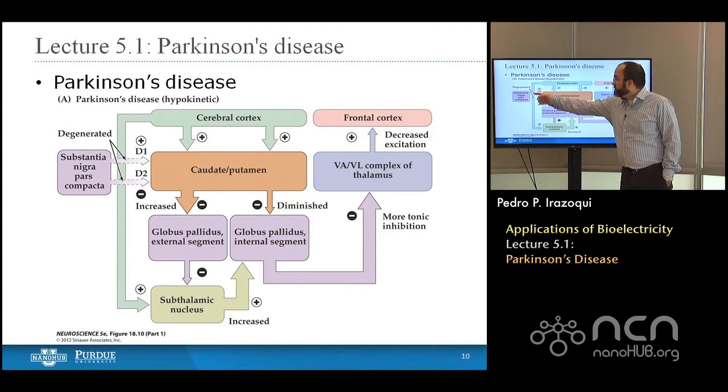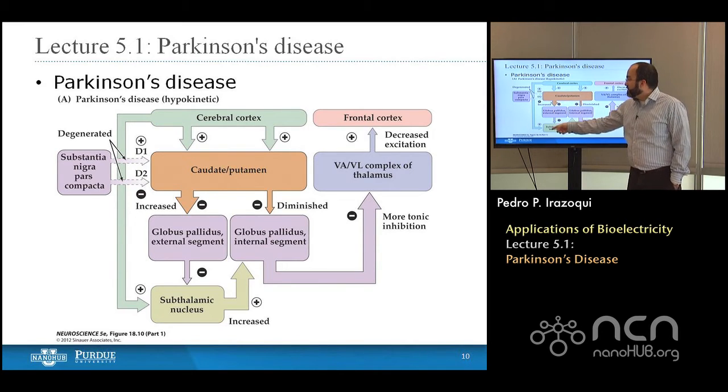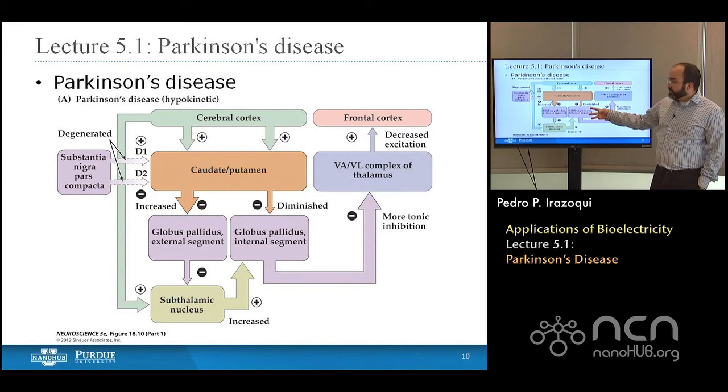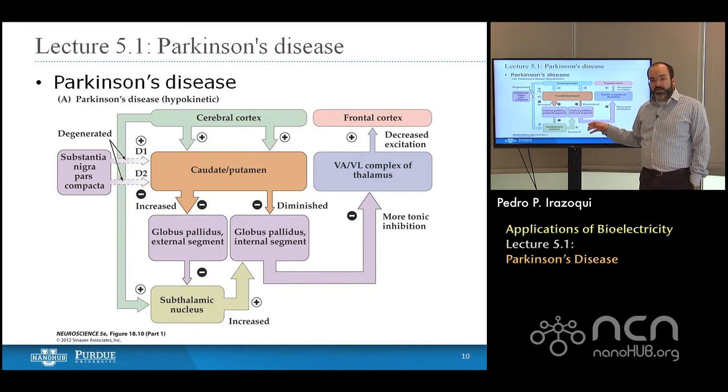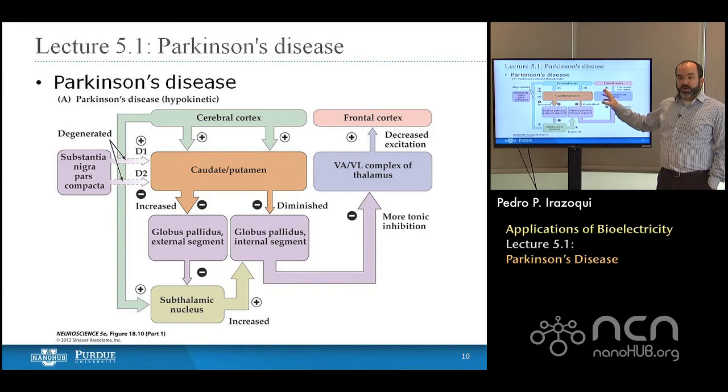So whether you're going from the direct pathway or the indirect pathway, really they sum up at the globus pallidus internal segment, with the direct pathway leading to less inhibition during Parkinson's, and the indirect pathway leading to more excitation during Parkinson's. Either way, you get more activity of the GPI, which leads to greater inhibition of the thalamus and less excitation of the frontal cortex. So this is the circuit going both ways and how it is affected with Parkinson's disease.